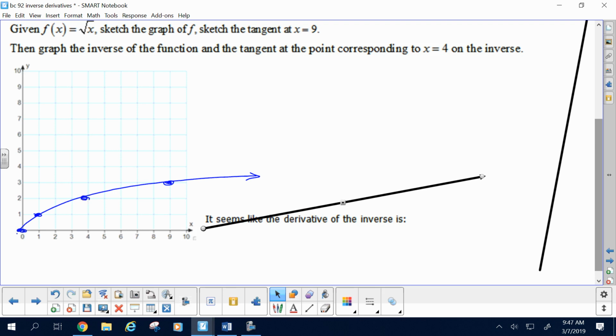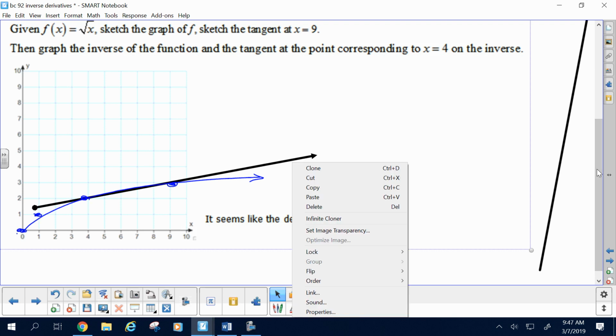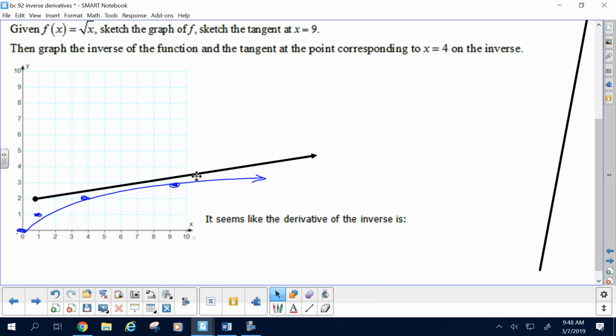Feels like it would be kind of flattish. Should be a little flatter. Okay. All right, something like that. All right, cool. Pretty flat slope there because the curve's not growing very fast. The derivative is small and therefore a flat slope.